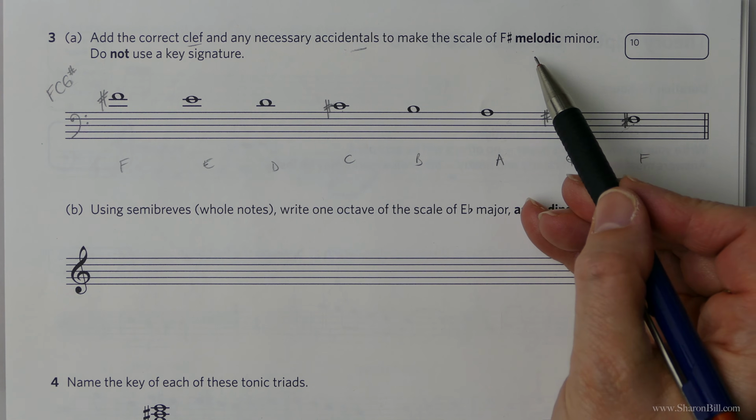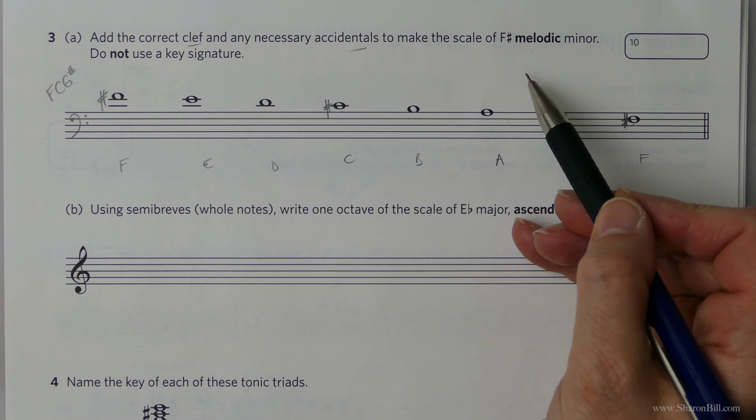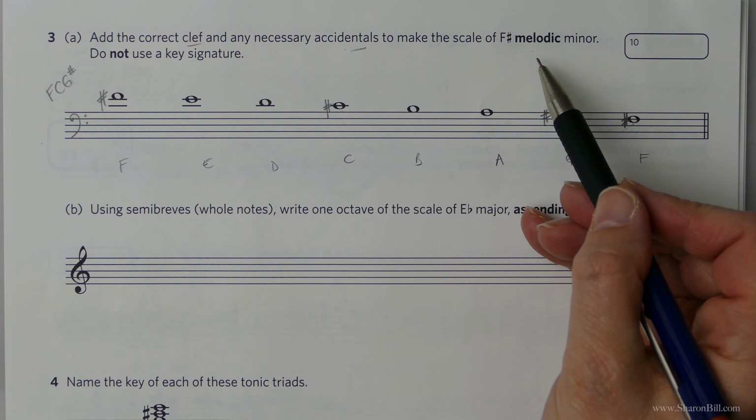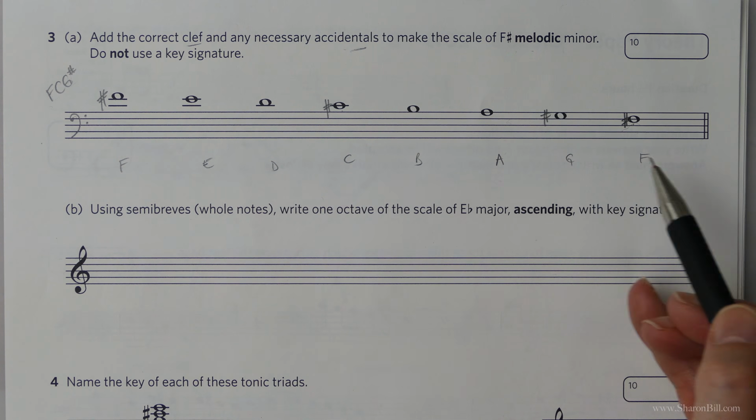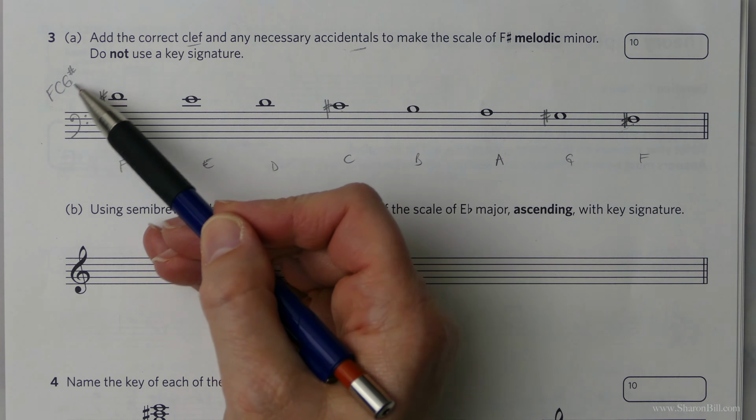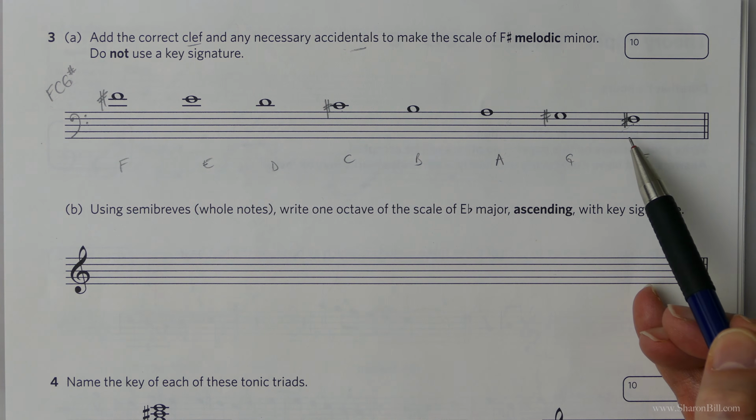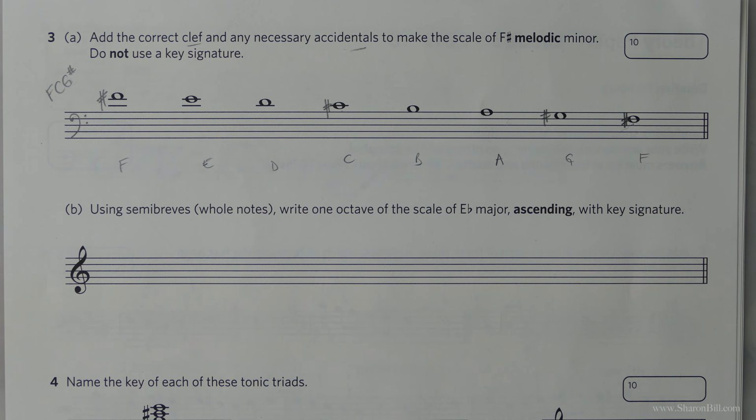Now the melodic minor in the ascending form has the raised 6th and 7th, but the melodic minor in the descending form just comes down in accordance with the key signature. So there's nothing else for us to do there. We've now completed that question.